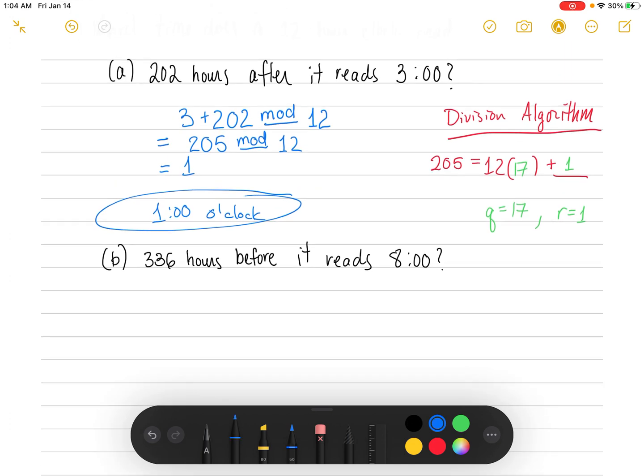So here's the idea. You're starting at 8, and you're going back in time, so you're going to have to subtract some time, 336 hours to be precise. And we want to look mod 12 because we're dealing with the 12-hour clock. So what is 8 minus 336? 8 minus 336 is minus 328.